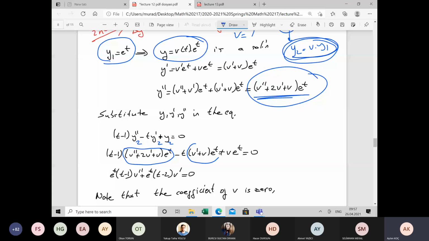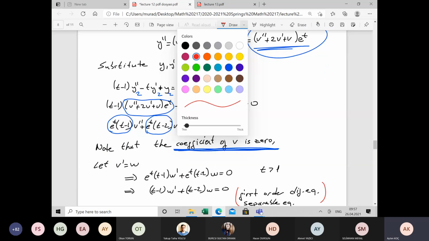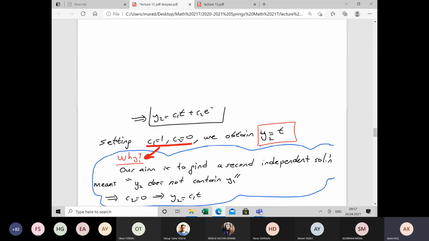So we have the coefficient of v double prime, this one, and the coefficient of v prime, this one. The coefficient of v is 0. So look at this differential equation: the coefficient of v is 0. Use this substitution, v prime is w, so this one is w and this one is w prime. Use this substitution, and we obtain this one.